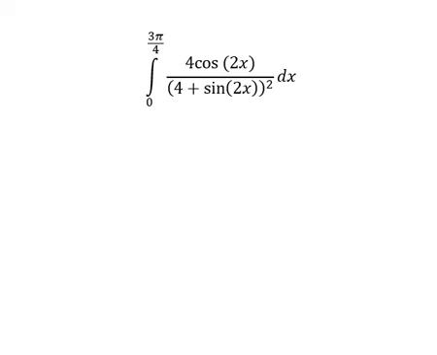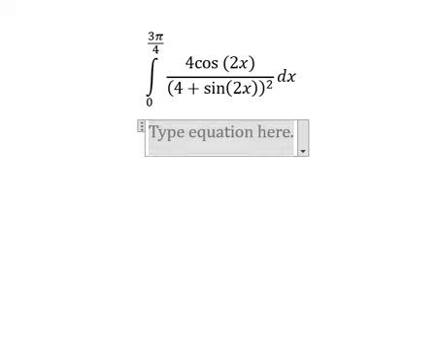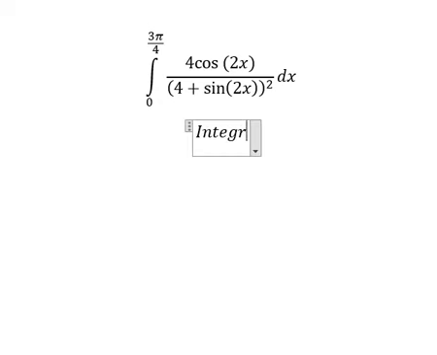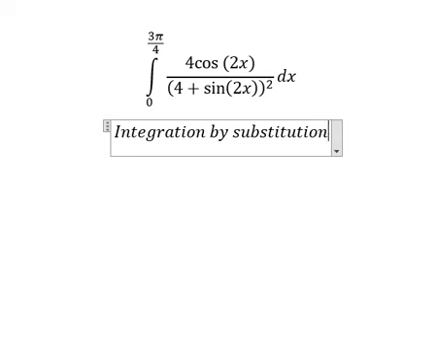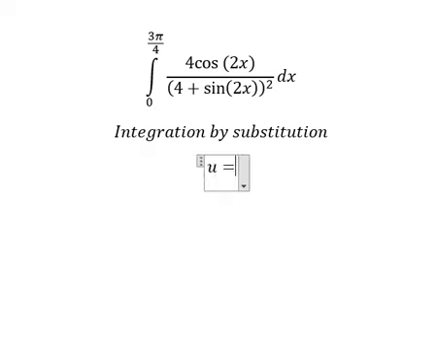Hello everybody, so today I want to talk about calculus, the topic that is about integration. So now I want to show you how to answer. We can use integration by substitution. So I will put u equal to 4 plus sine 2x.